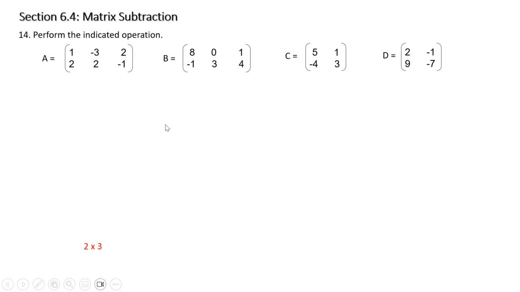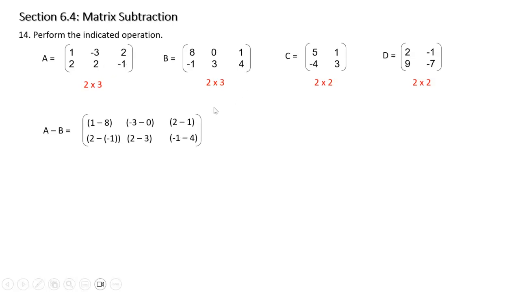Okay, similar with subtraction. Matrices A and B are 2 by 3, and matrix C is a 2 by 2, and matrix D is a 2 by 2. So A minus B will be 1 minus 8, negative 3 minus 0, 2 minus 1, 2 minus negative 1, 2 minus 3, negative 1 minus 4. Right? So this is going to give us negative 7, negative 3, 1, 3, negative 1, and negative 5. That's my solution.